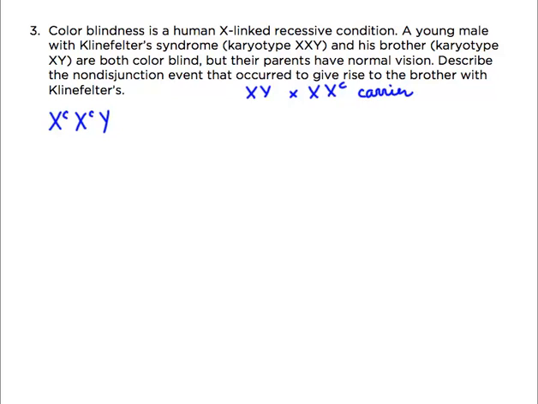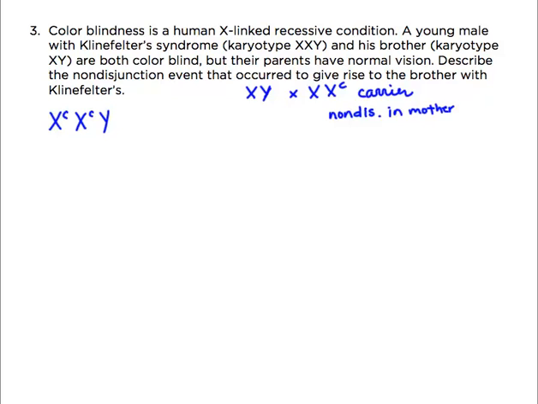And therefore, because we know that the father doesn't carry this colorblind allele, we know that the non-disjunction event must have occurred in the mother. So non-disjunction definitely occurred in the mother. But now we have to figure out at what point in meiosis this occurred.